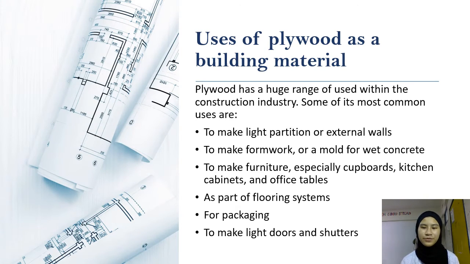Uses of plywood as a building material. Plywood has a huge range of use within the construction industry. Some of its most common uses are to make light partition or external walls, to make formwork or a mold for wet concrete, to make furniture, especially cupboards, kitchen cabinets, and office tables, as part of flooring systems, for packaging, and to make light doors and shutters.